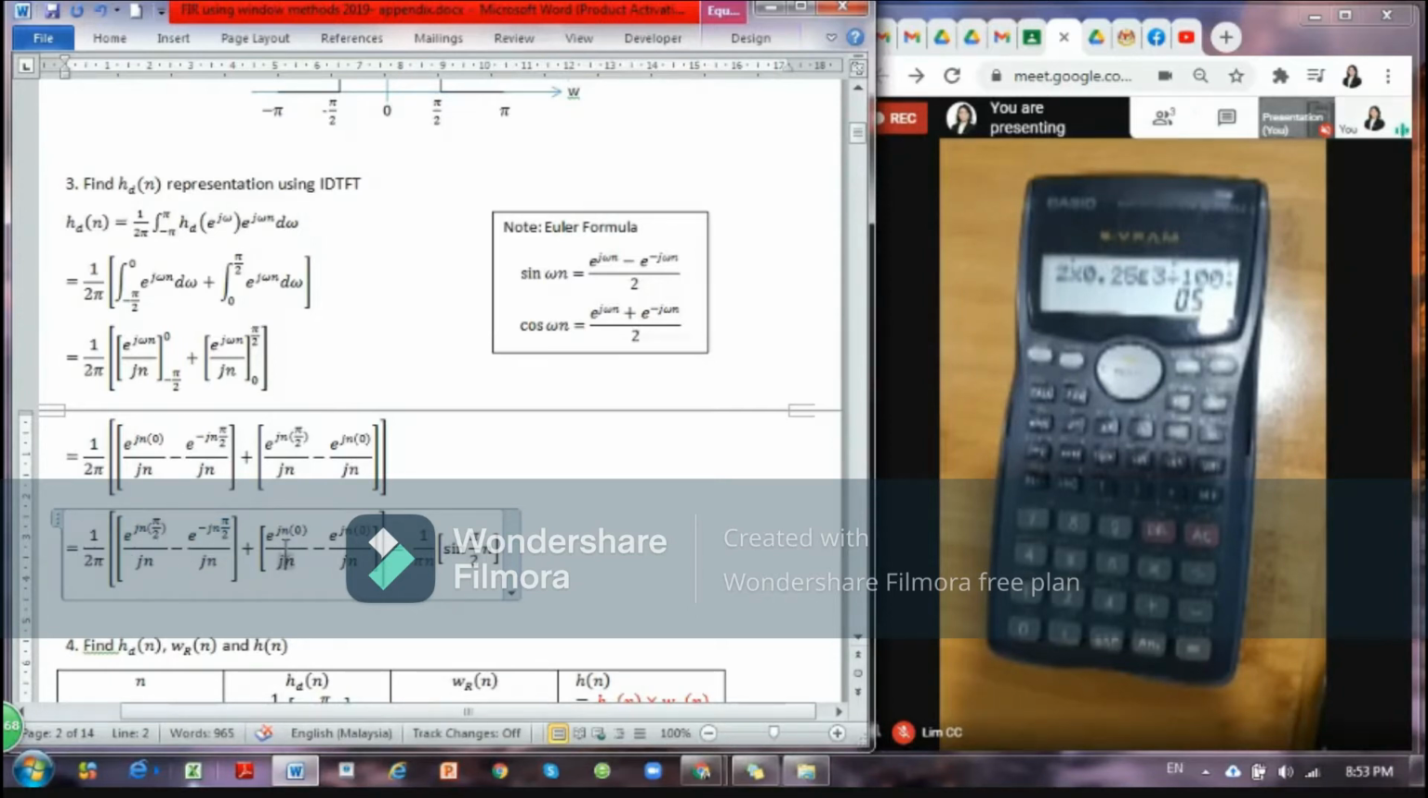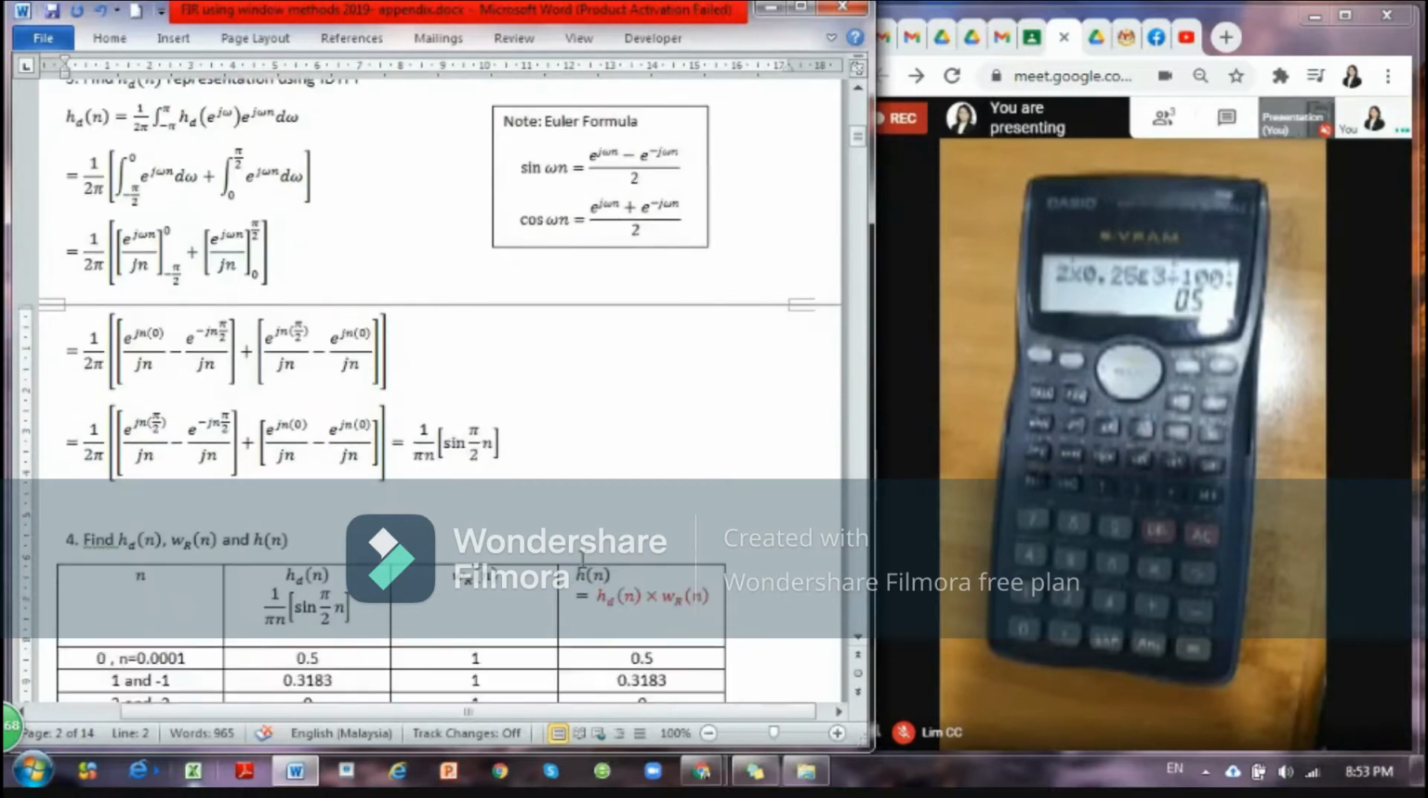After you convert these two, you will get sine pi divided by 2 n. Because this one is 0 already: exponential 0 minus exponential 0, we get 0. So we just focus on this. Here you will get sine pi divided by 2n for this area. So this one you will get 0.